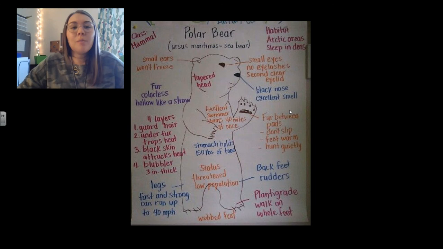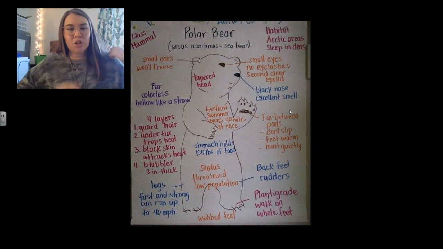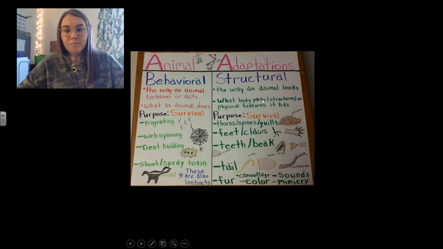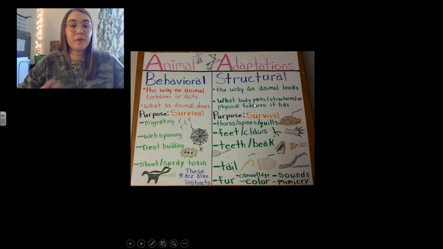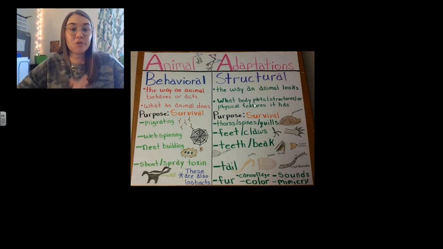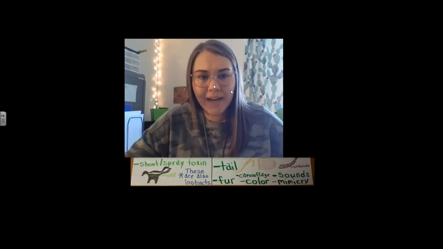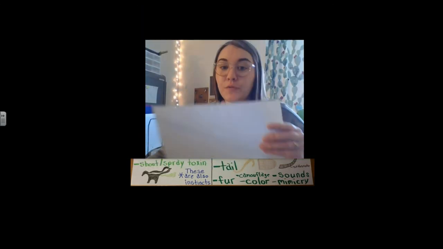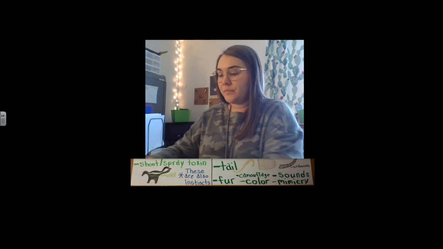Right now, I want you to think of 2 animals that you know have some physical or behavioral adaptations. What you're going to do today is draw one of each. I want you to draw one animal and label it with its behavioral adaptation, and then another animal with its structural adaptation. So right now, get out a piece of paper. I'm going to show you how I'm going to do it. I want you to fold that paper in half.